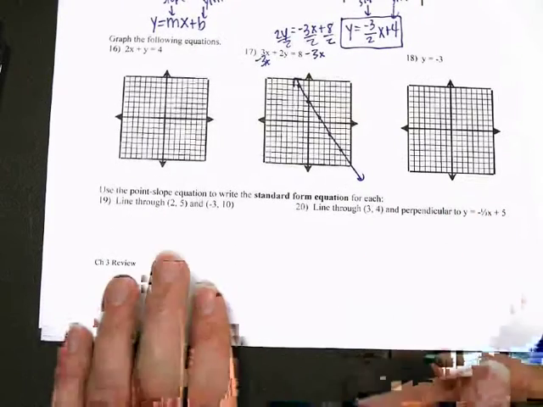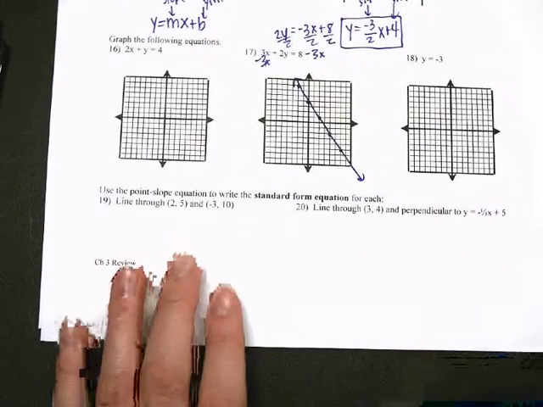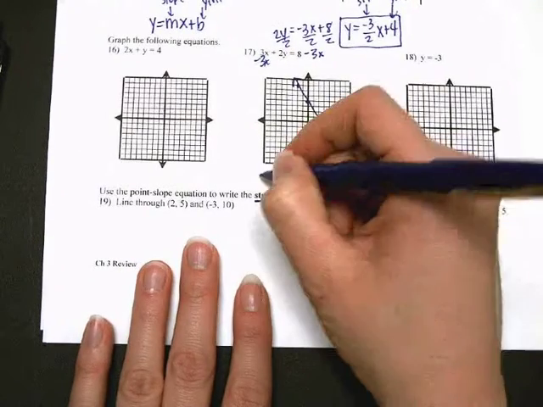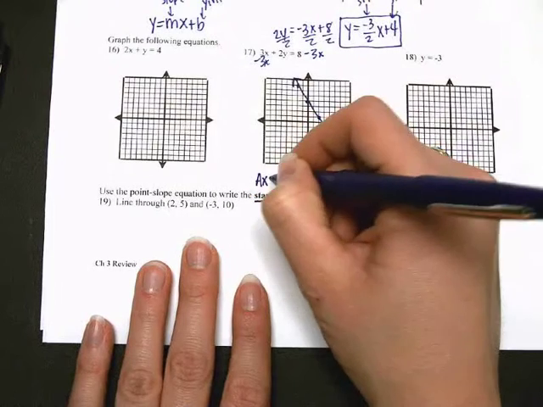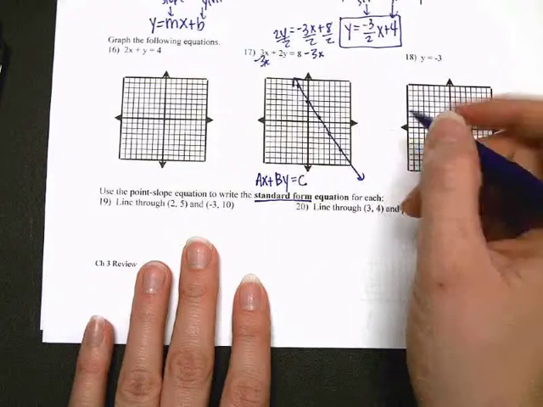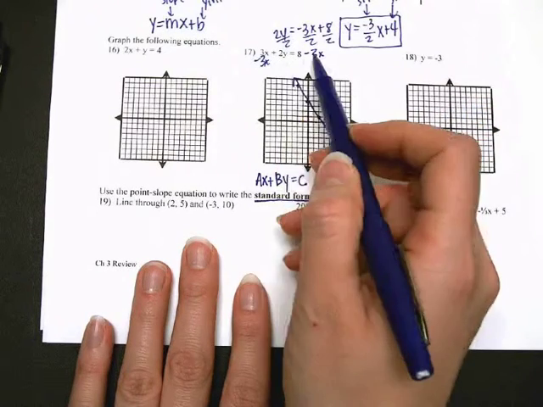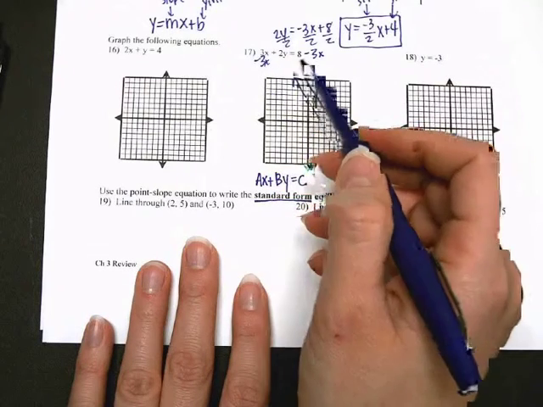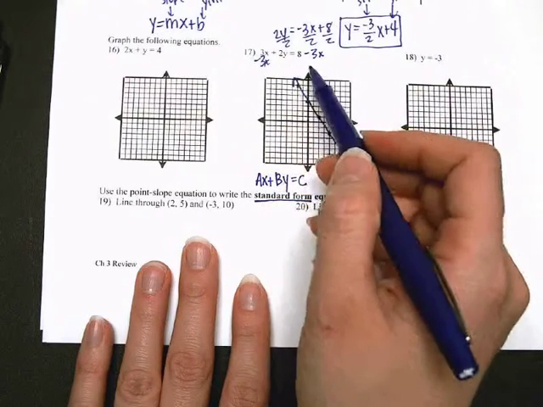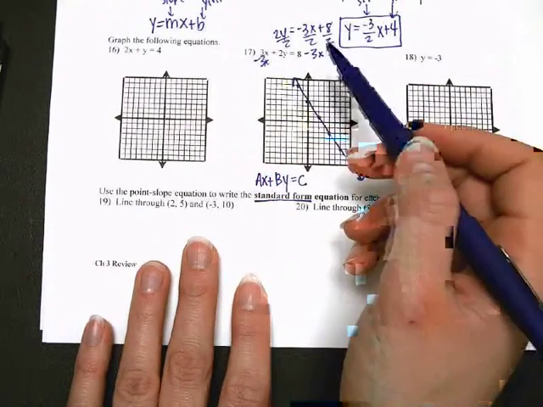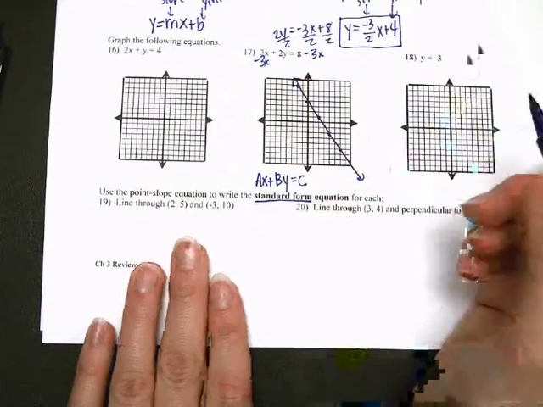Number 19 says use point slope equation to write the standard form for each. Okay, so standard form is where you go ax plus by equals c. So for instance, it's kind of the form that was in our equation earlier. It's where all your x's come first, then your y's, then your whole numbers. And the leading coefficient, that leading 3, was positive. And that's what you want for standard form.